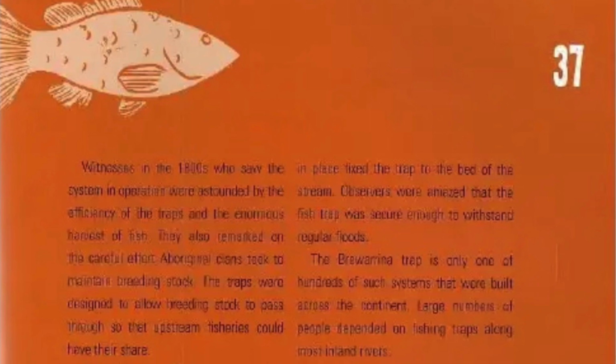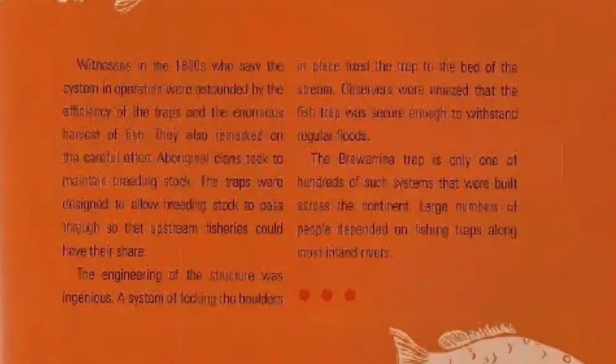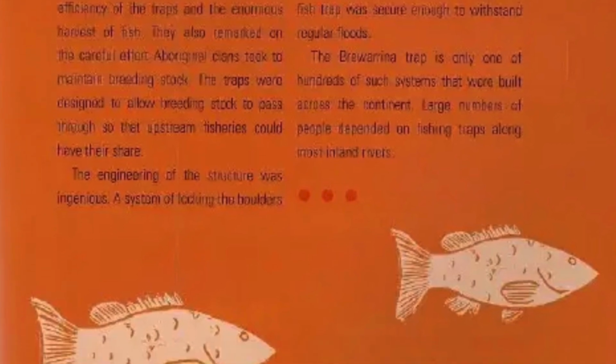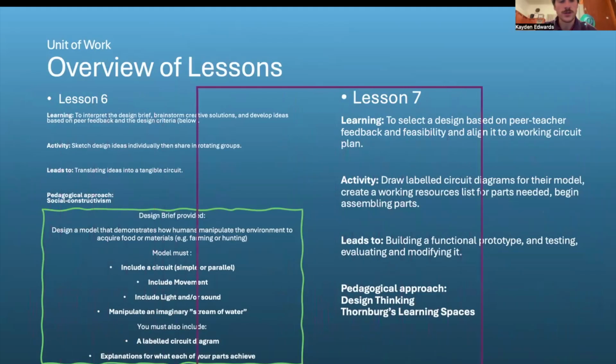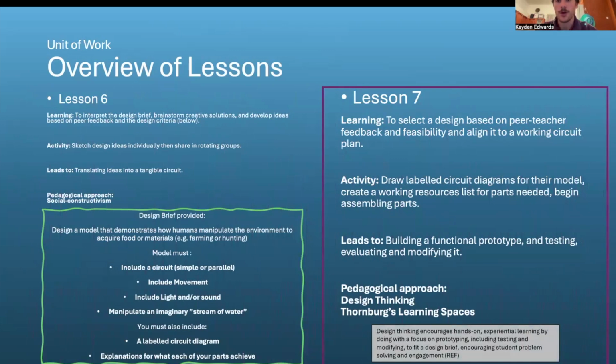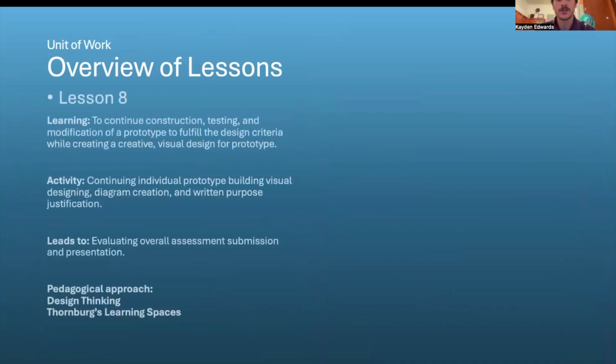Lesson 6, we can see a design brief here. This is just interpreting a design brief and brainstorming creative solutions. There's our design brief below. Lesson 7, pardon me. We'll be learning to select one of our particular designs based on peer teacher research and feedback and also feasibility, and linking that to a working circuit plan. So this will be drawing as an activity labeled as circuit diagrams and their models, creating a working resources list and beginning assembling parts. And this will lead to creating an instructional or functional prototype rather.